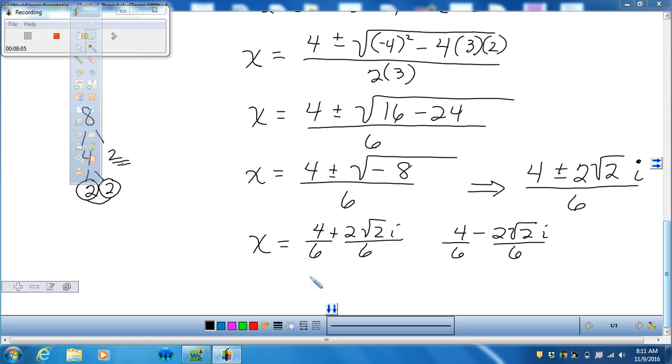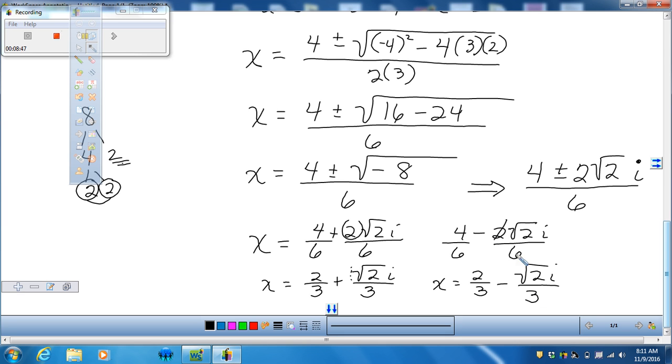4 over 6 is 2/3 plus 2 over 6. Now this is the only 2 right here that I can simplify with the 6. 2 over 6 is 1/3. You can put that little 1 there in front if you want to. It's not hurting anything if you do, but it's not necessary if you don't. And then my first answer is 2/3 plus radical 2i over 3. Make sure your i is outside of the radical. And then my second answer is 2/3 minus square root of 2i over 3.